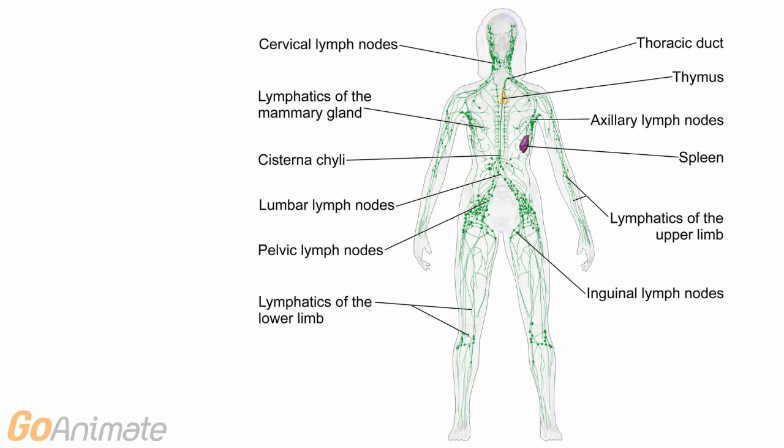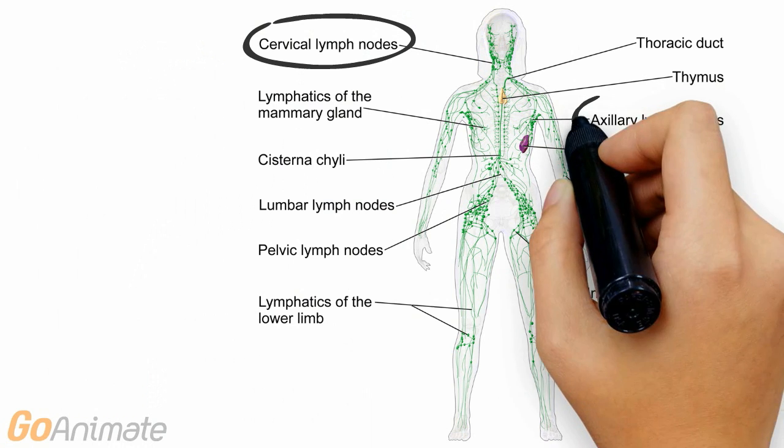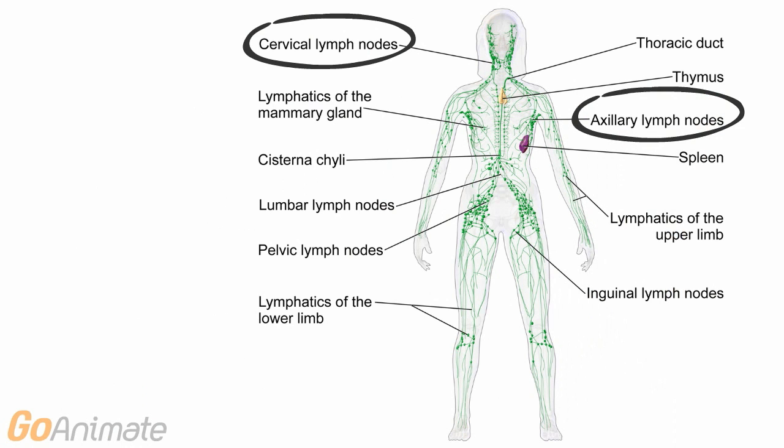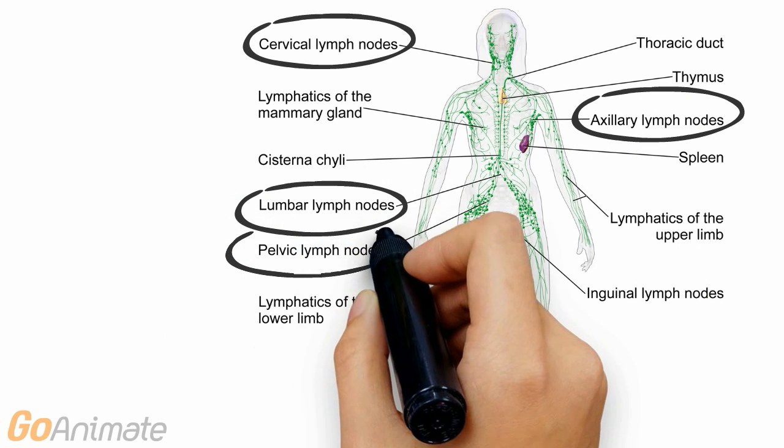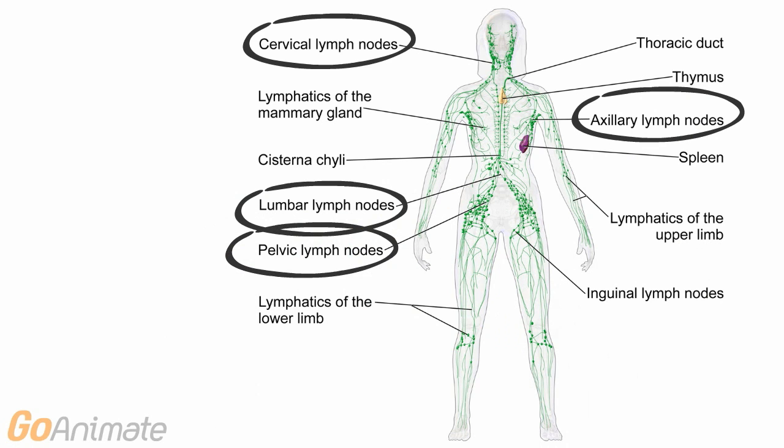Lymph nodes are located in clusters throughout the body. The locations include the cervical chains of nodes, axillary, lumbar, pelvic, and inguinal nodes. Lymph nodes become inflamed and swollen during infections.